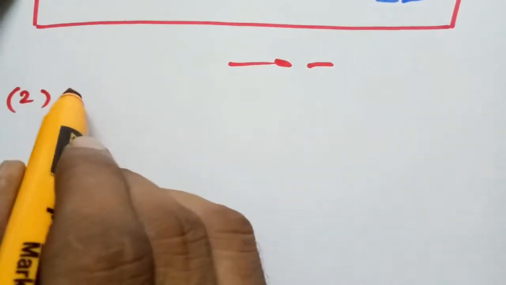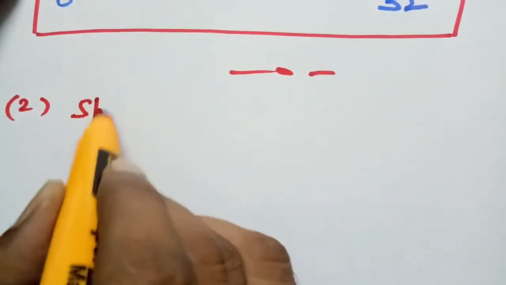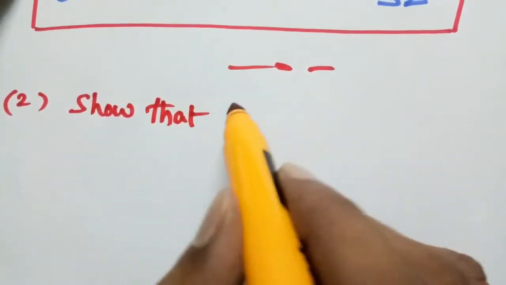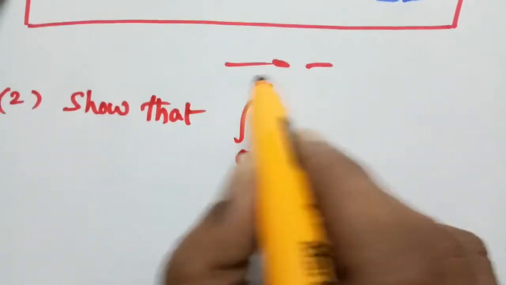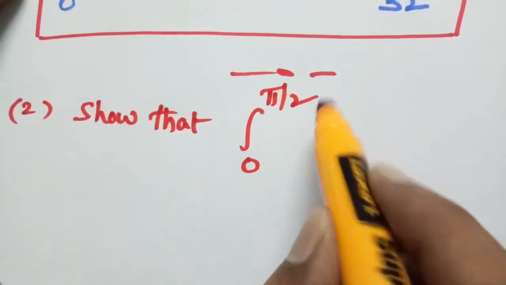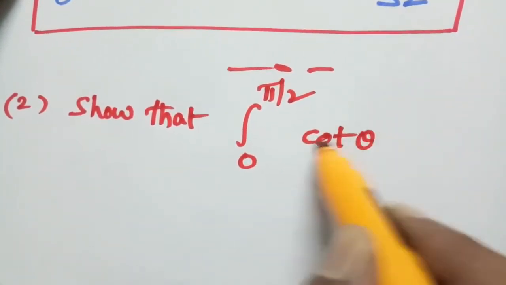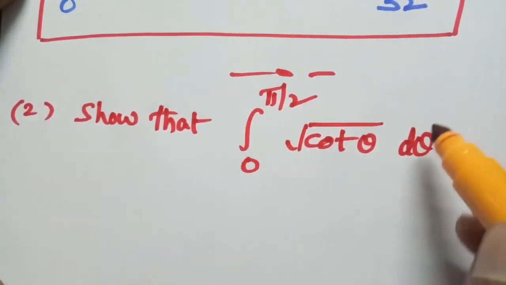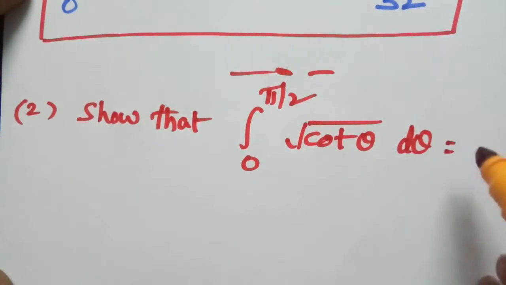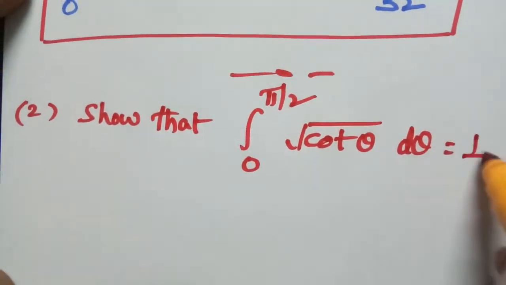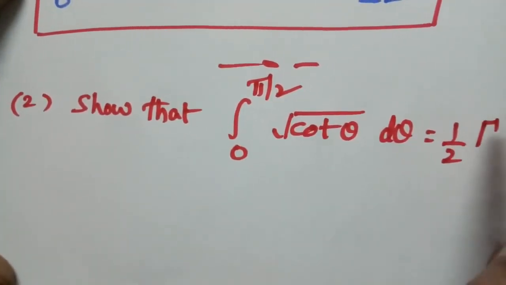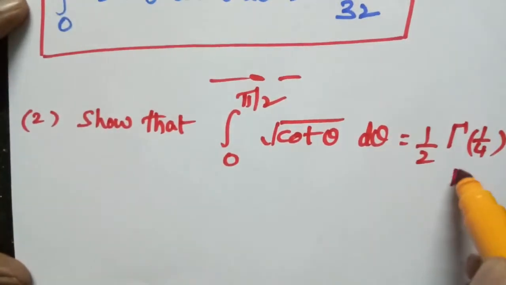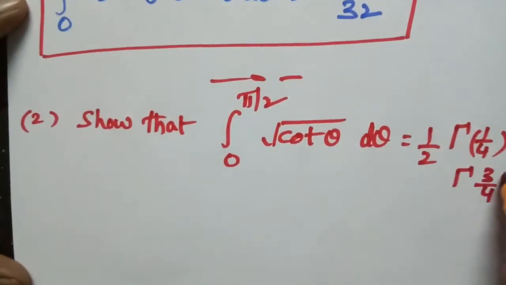Next one, show that integral 0 to pi by 2 square root of cot theta d theta is equal to 1 by 2 into gamma 1 by 4 into gamma 3 by 4.